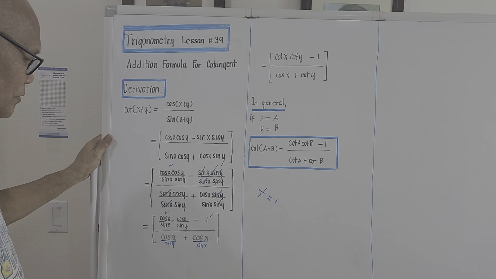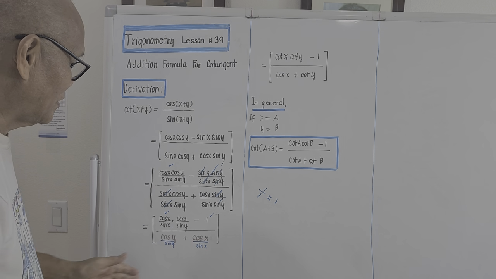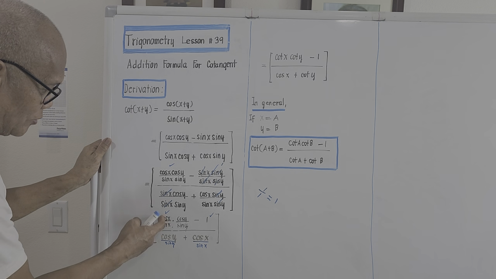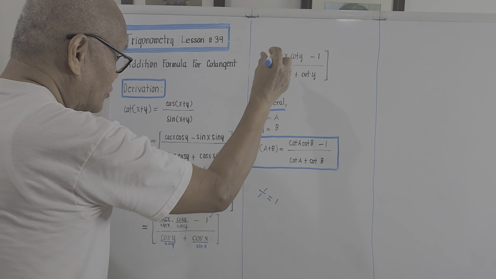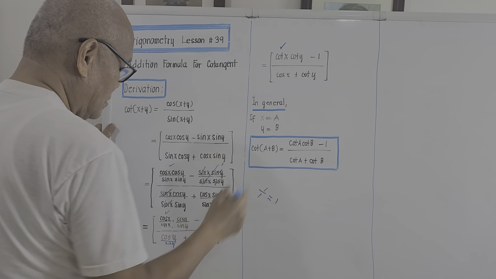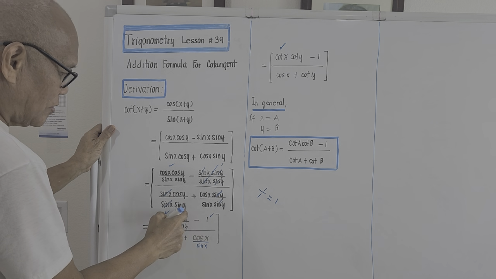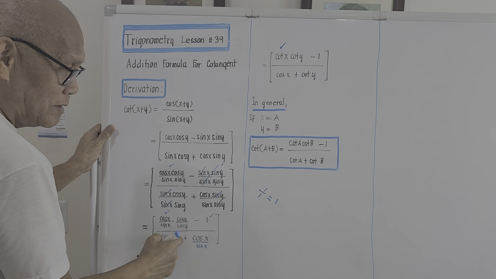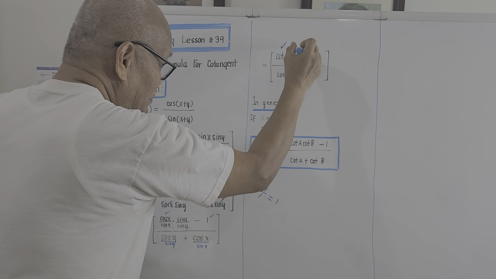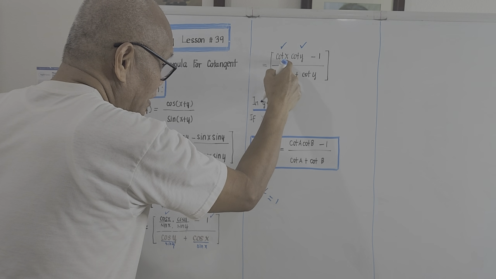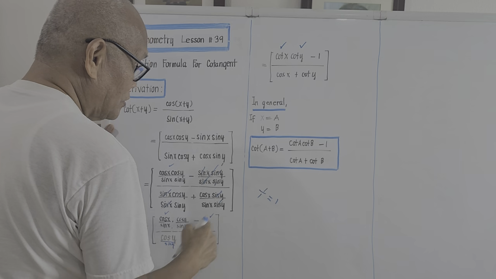If we continue with this one, what is cosine over sine? It is cotangent. What is cosine y over sine y? It's the same, still cotangent, but the angle is different. The angle here is x, the angle here is y. This is minus 1.